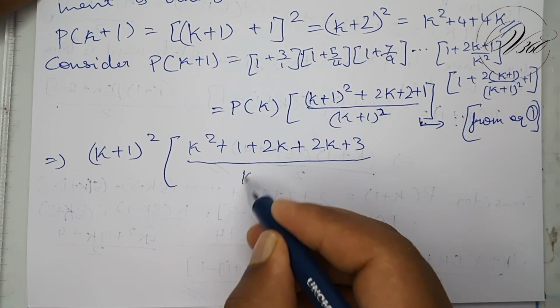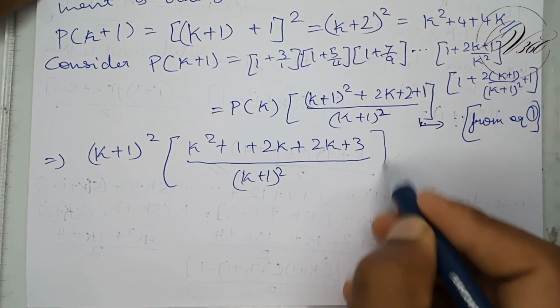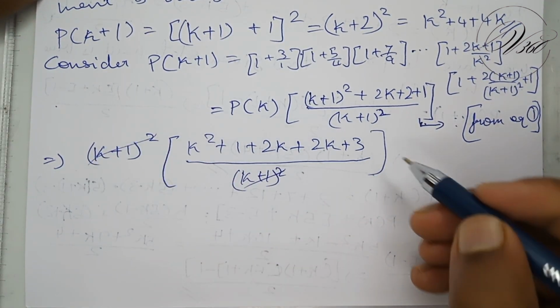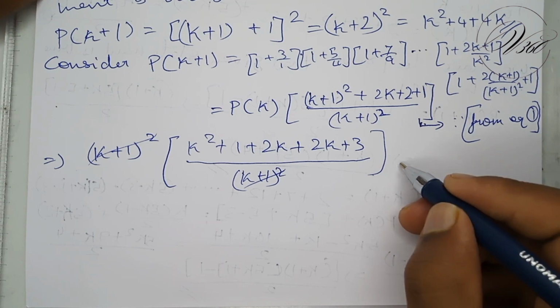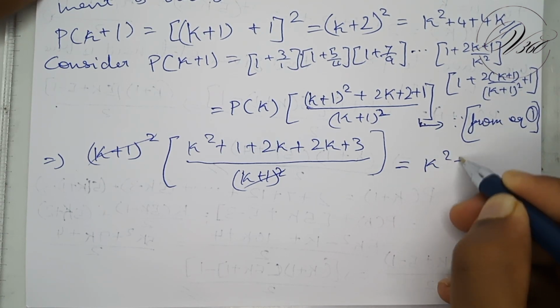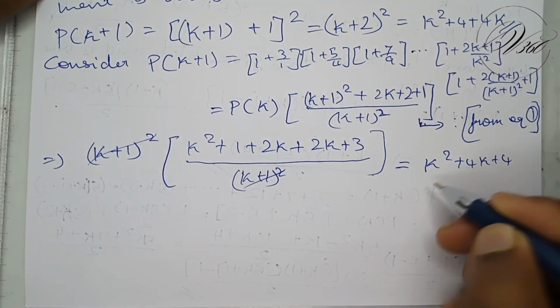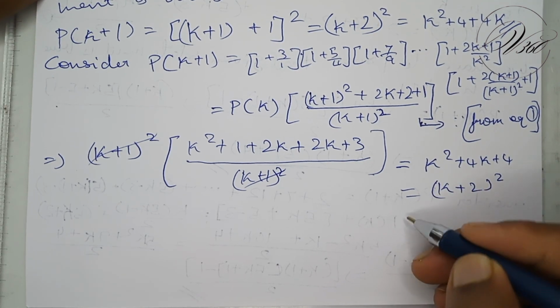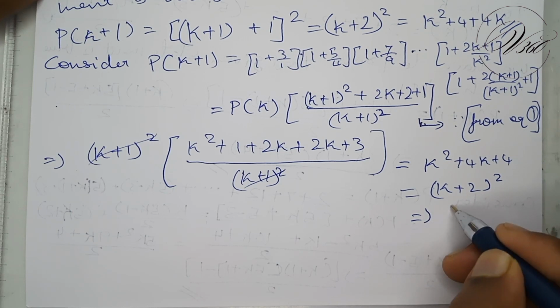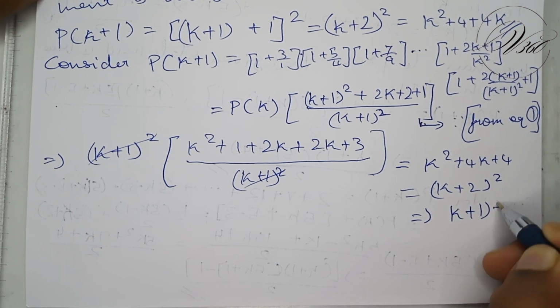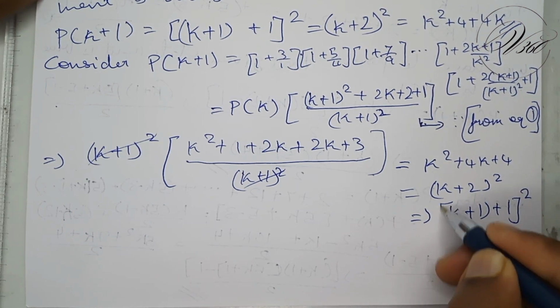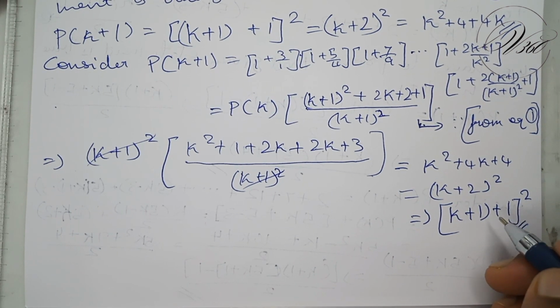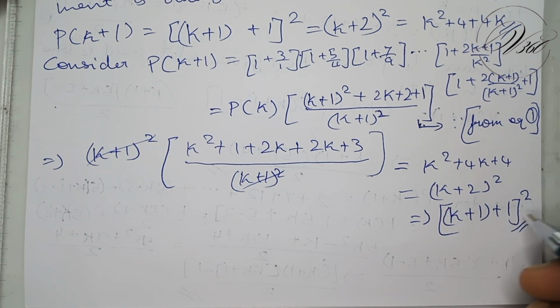Now here (k plus 1) whole square, here (k plus 1) whole square gets cancelled and we'll get k square plus 4k plus 4, that is (k plus 2) whole square, that is (k plus 1 plus 1) whole square. What is this k plus 1? Okay, (k plus 1 plus 1) whole square.